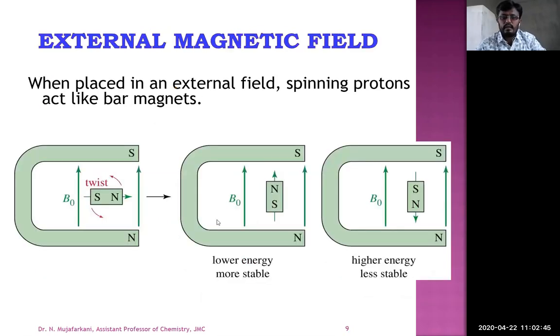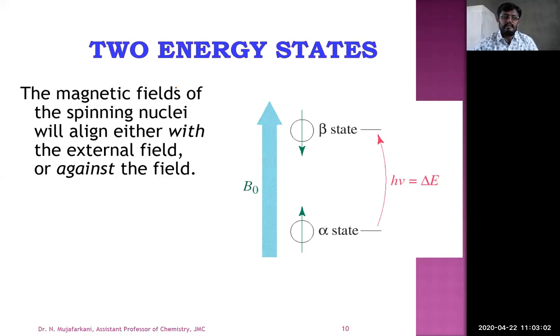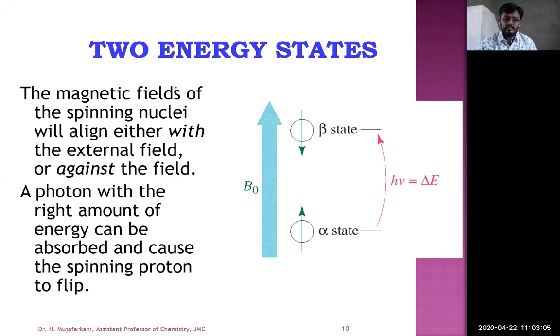One is a lower energy state and the other is a higher energy state. The lower energy state is more stable, and the higher energy state is less stable. The magnetic field of spinning nuclei will align either with the external field or against the field. As I told you, a photon with the right amount of energy can be absorbed and cause the spinning proton to flip. The flipping of protons is this transition of energy level.